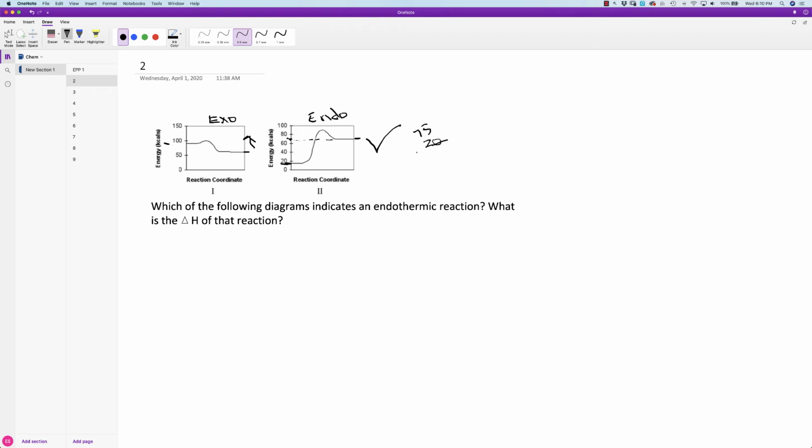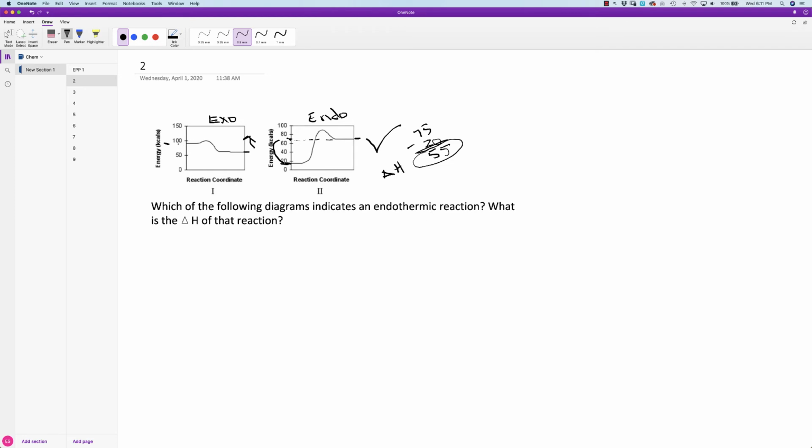Okay, so if we've got 75 minus 20, that gives us a difference of 55. So from here to here, the enthalpy of the reaction is 55. That's the change in energy, okay? That's how you read this chart.